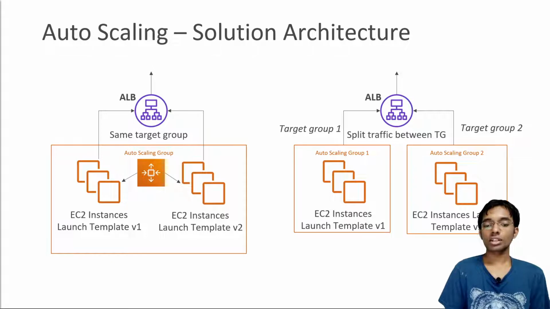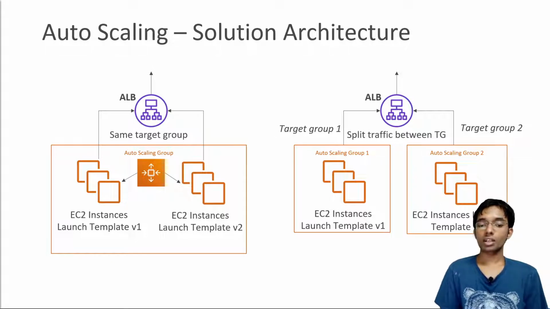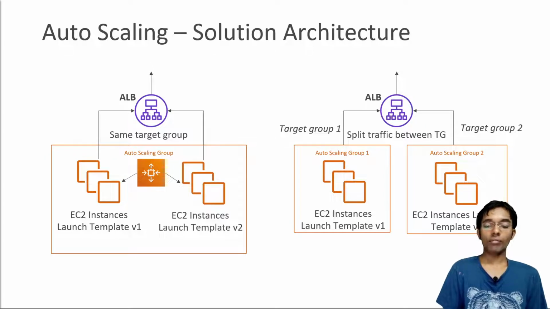Eventually we retire the first target group. The beautiful thing here is that the clients still access only one application load balancer, so there's no caching issue on the client side. The application load balancer is the one thing that is splitting and shifting traffic from your first auto scaling group to your second auto scaling group.